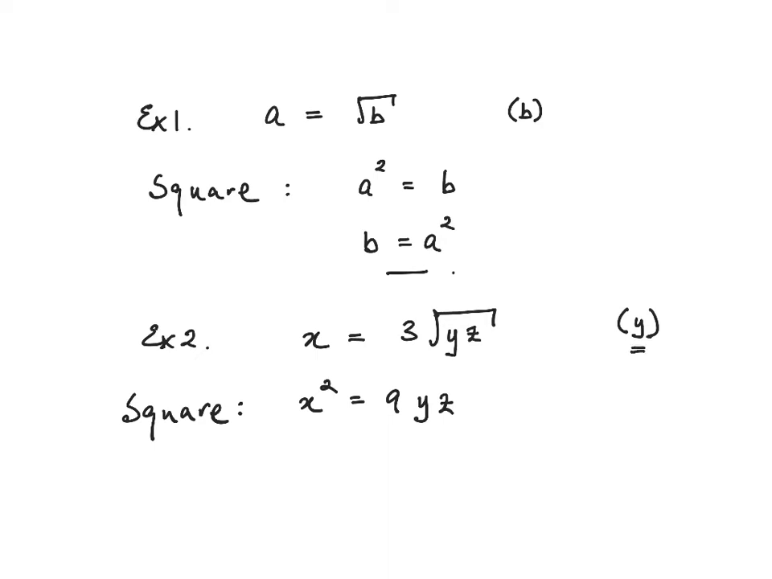Now I want y to be the subject, so I'm going to have to get rid of the 9 and the z. I'm going to divide both sides by 9z and turn the equation round, so y equals x squared over 9z.